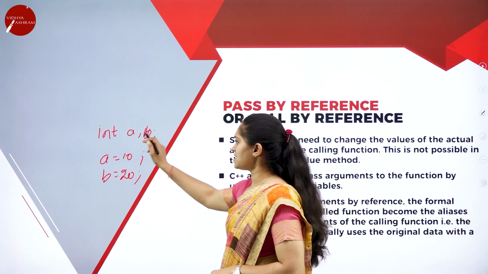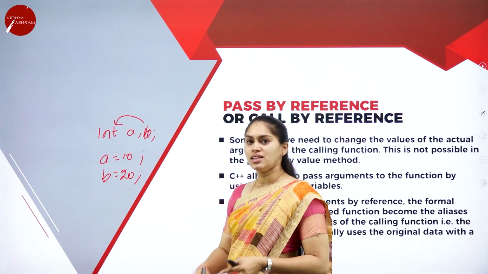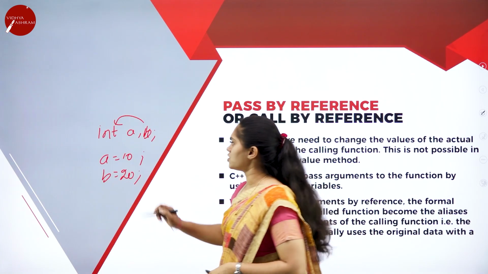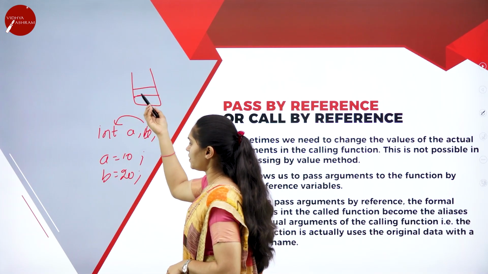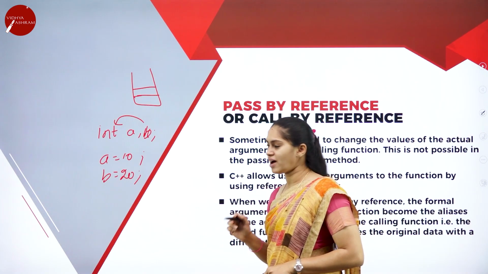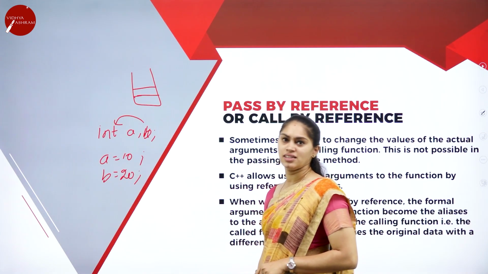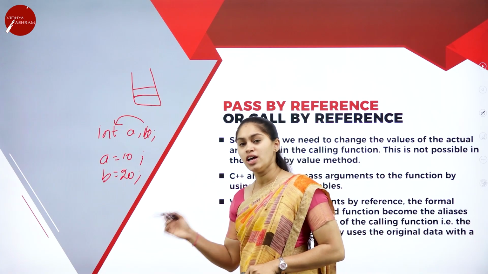When I am declaring this a and b, based on the type of data type it is having, the memory will be allocated. If you look back at the memory location of a and b, these will be stored somewhere in memory. If I am passing a value, then these two values will be sent from the calling function to the called function.